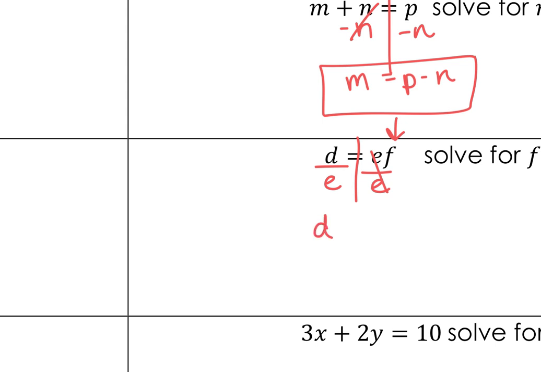So, and I can't simplify it. It's just d divided by e is equal to f. That's it. I'm just moving the letters from one side of the equal sign to the other using inverse operations.